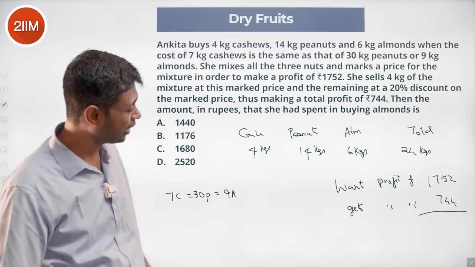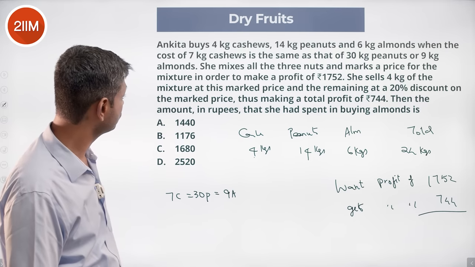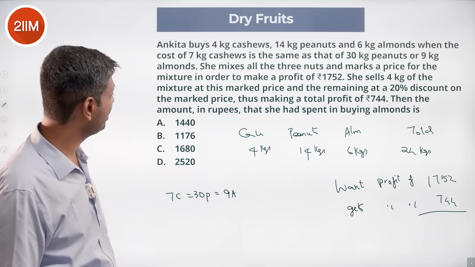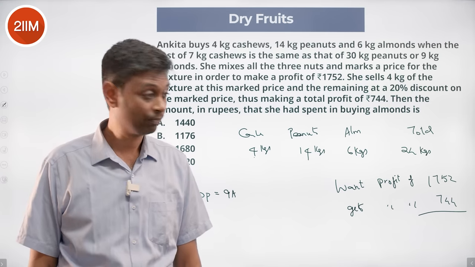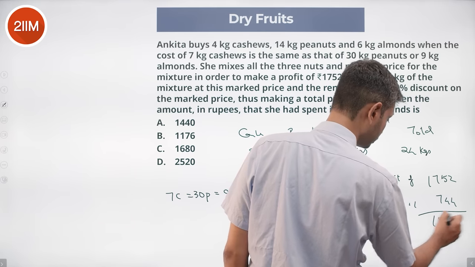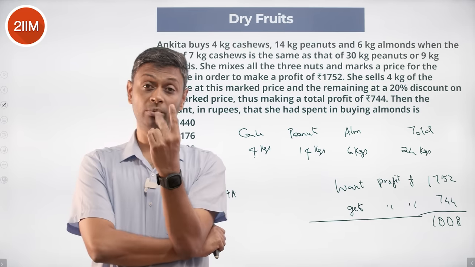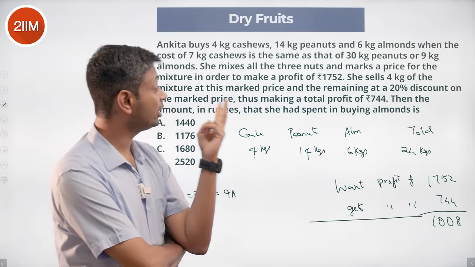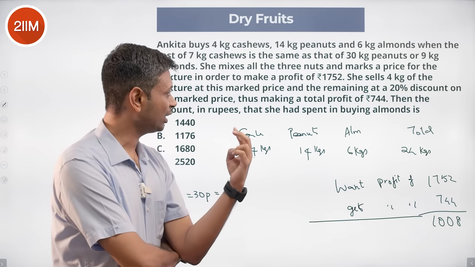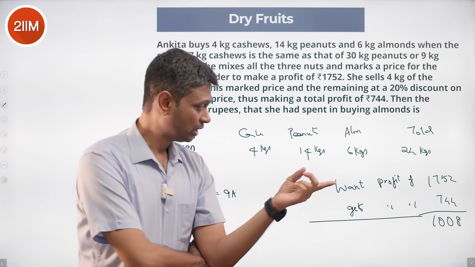Why? Because she's not selling the whole thing at the same rate. She sells 4 kilograms at this price and the remaining at a 20% discounted mark price, and that delta is 1008. Totally there are 24 kilograms. Remaining 20 kilograms she sells at a discount of 20% of mark price. That will be her deficit, shortfall. So 20 kilograms and 20% discount of mark price gives us 1008.